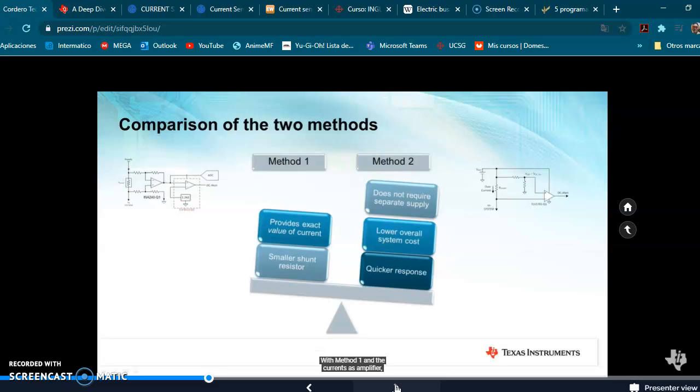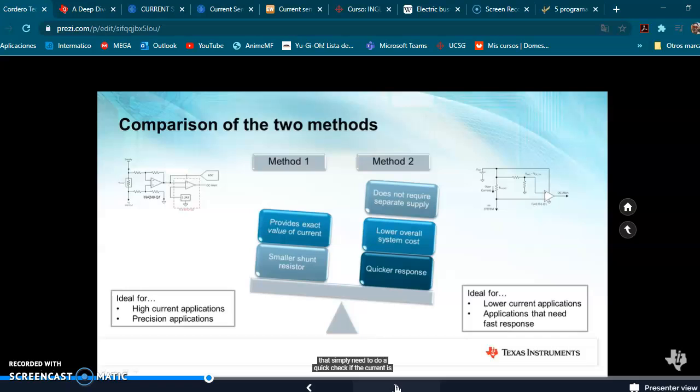Although it seems like method 2 outweighs method 1, it's really not that simple. With method 1 and the current sense amplifier, you can read the actual value of the current flowing in your system. This is very valuable information for any application that requires accurate readings. Additionally, with method 1, you get to use a smaller shunt resistor, making it ideal for higher current applications.